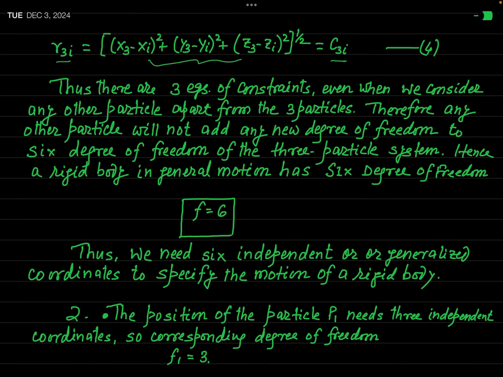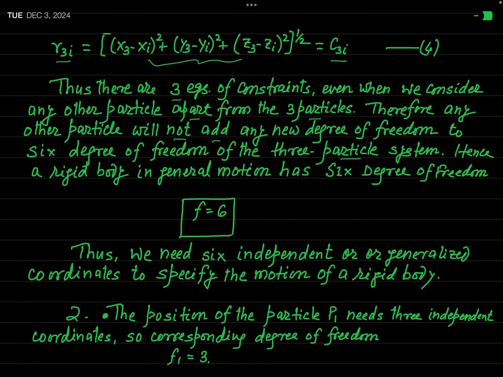So what you are observing here is that there are three equations of constants even when we consider any other particle apart from the three particles. Again, you have only three equations of constants, and therefore you can say that any other particle will not add any new degree of freedom to the 6 degrees of freedom of this three particle system.